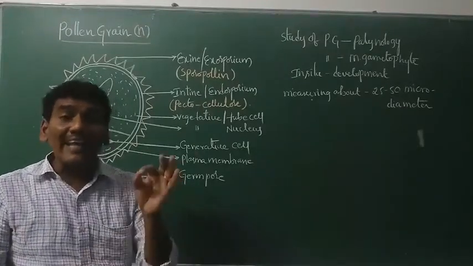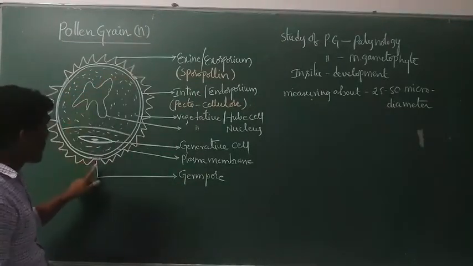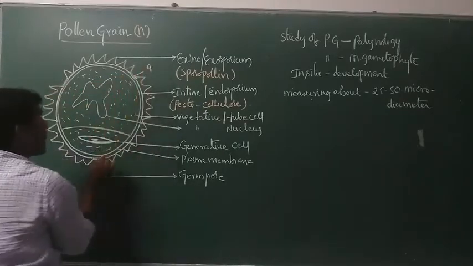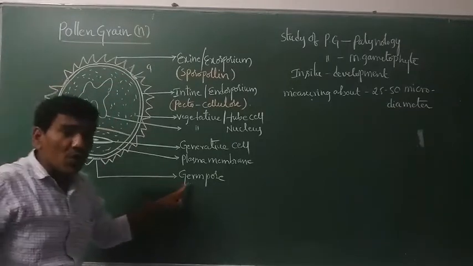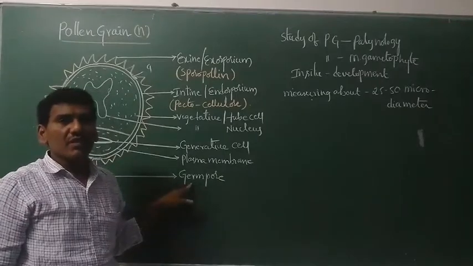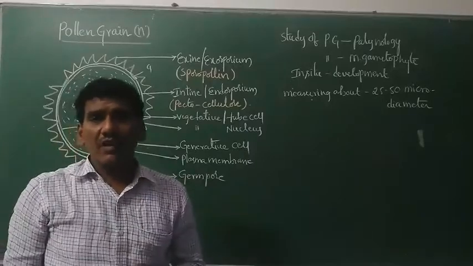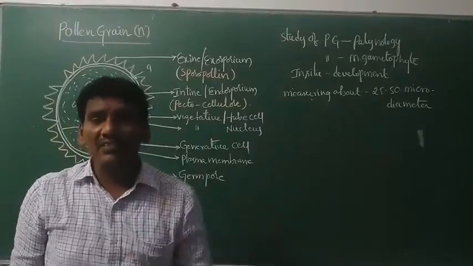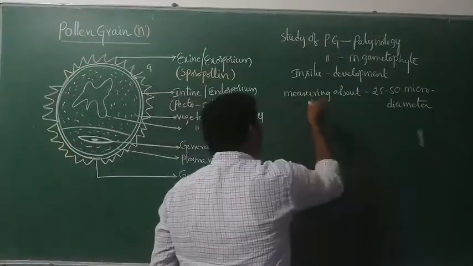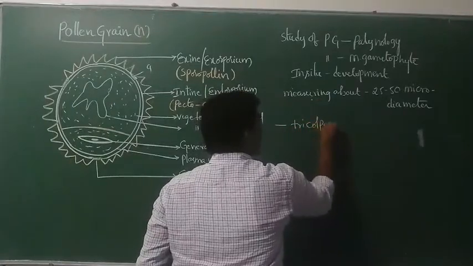The pollen grain exine has permanent apertures called germ pores, where sporopollenin is absent. Generally, in dicotyledon pollen grains, 3 germ pores are present. This type of pollen grain is also known as tricolpate.